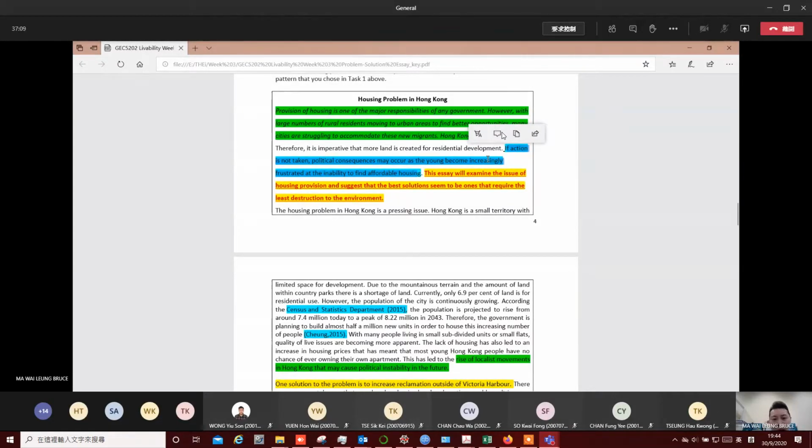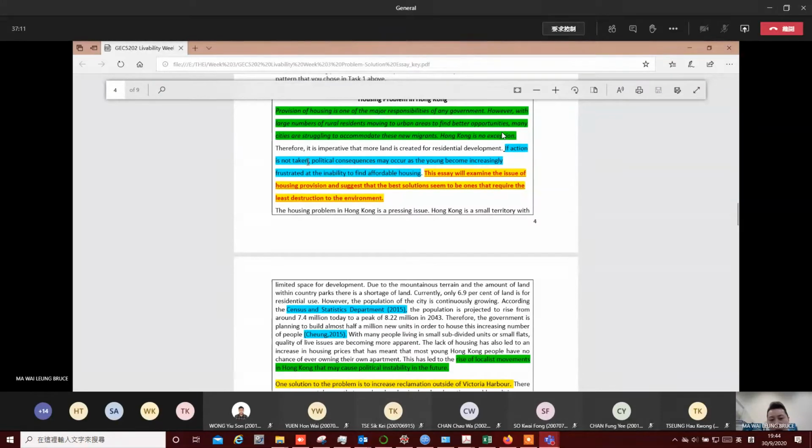Concern about this problem? Just like this one, if no action is taken, political consequences may occur as the young people become increasingly frustrated at the inability of the government to find affordable housing. See here? And lastly, we should have the purpose statement. The purpose statement is written in terms of the thesis statement, the thesis, problem identified and solution identification as well. This essay will examine the issue of housing provisions and suggest that the best solutions seem to be the ones that require this disruption to environment.